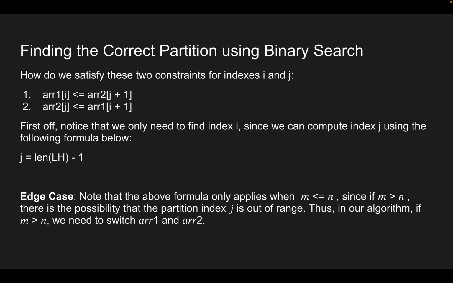Now, note that the above formula only applies when m is less than or equal to n, since if m is greater than n, there is the possibility that the partition index j is out of range. So thus in our algorithm, if m is greater than n, we're just going to need to flip array 1 and array 2. That's a small change that we need to do, but a critical change.